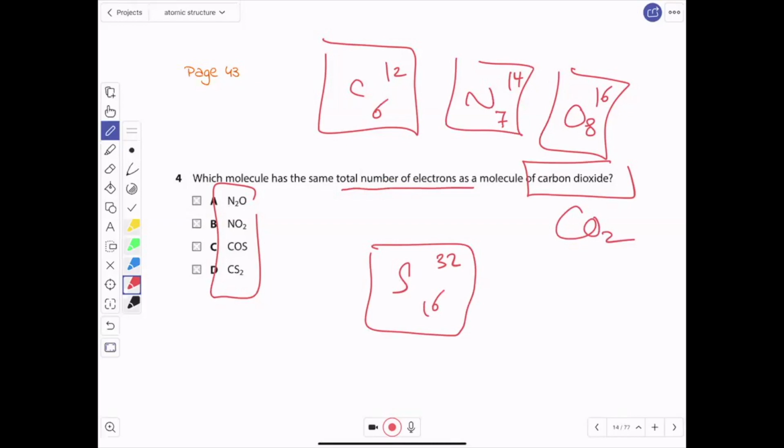So total is gonna be 6 and 8 times 2, isn't it? That's because I'm counting electrons. So total number of electrons of carbon dioxide is gonna be 24. These are all the electrons of carbon dioxide. Which one of these has 24 electrons?